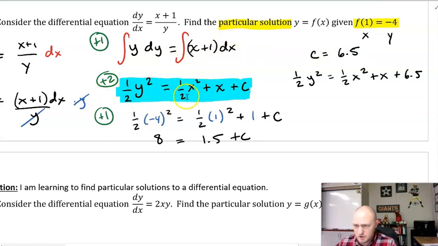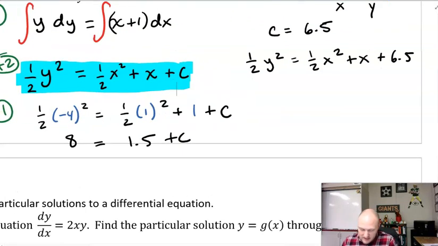The general solution where I have a constant, it could be anything. It could be an infinite amount of equations because c could be anything. This is just the general solution. A particular solution uses a point. So when we plug in this x and y value, this is all of a sudden our particular solution.